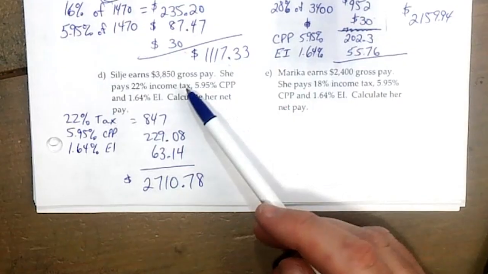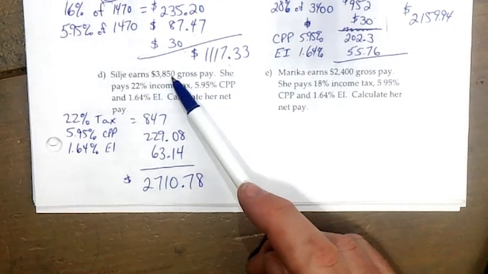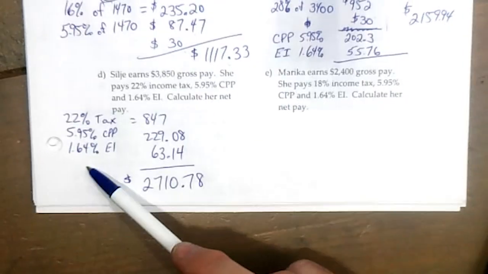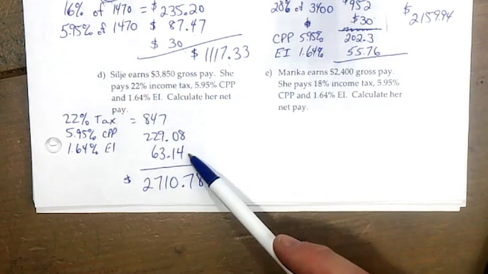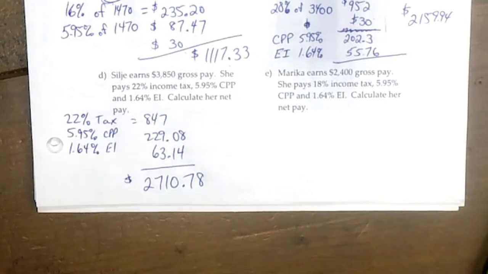So D, 3850, do all the calculations, divide by 100, multiply, and you should get these three numbers, subtract them all. That's your net pay.